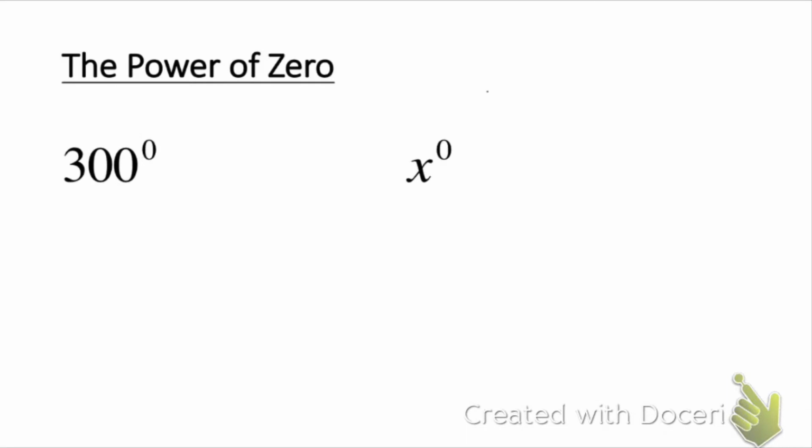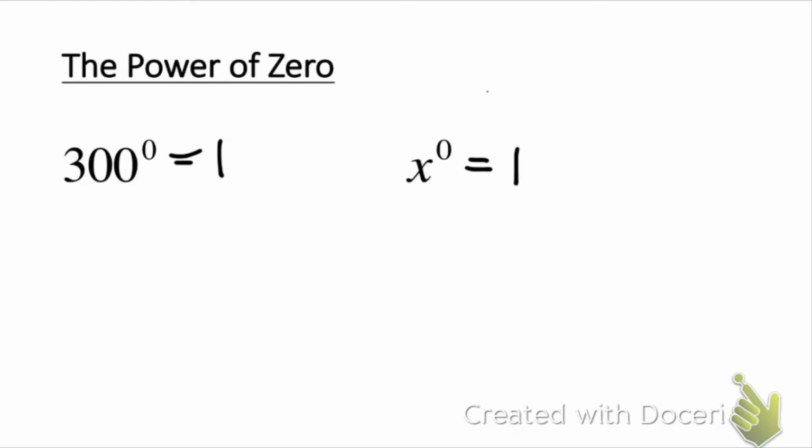In the next section, we have two problems about the power of 0, 300 to the 0 power and x to the 0 power. Pause this video, review the chart at the top of your page, and when you're ready to continue, press play. 300 to the 0 power is equal to 1, and x to the 0 power is equal to 1.